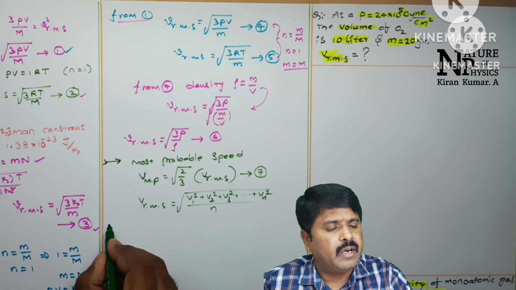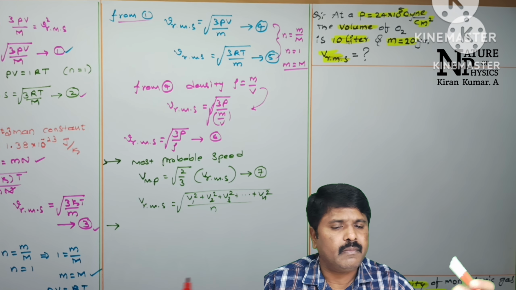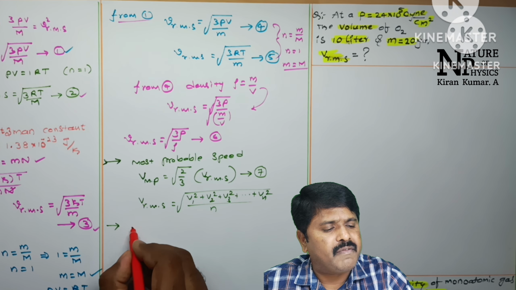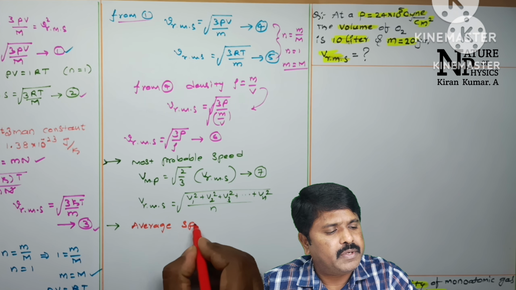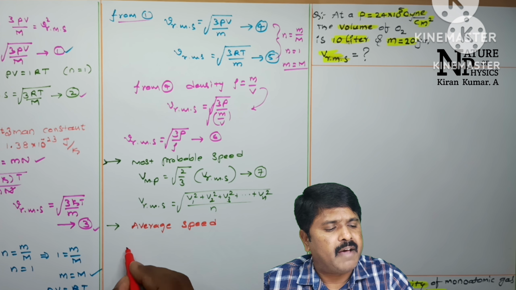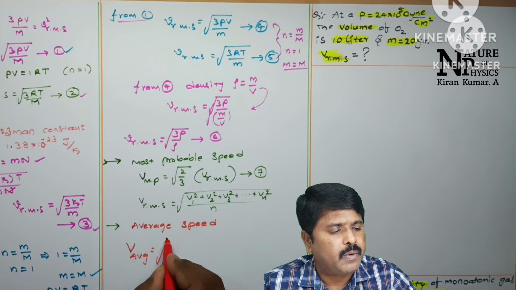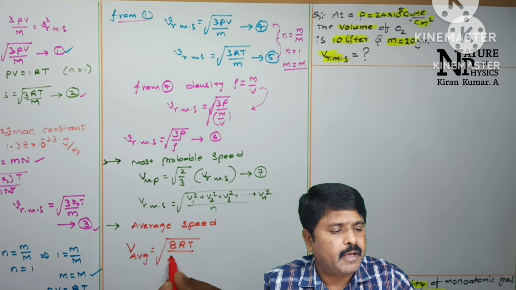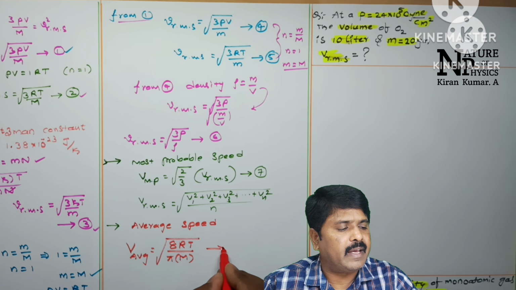And in continuation, the next step I'm going to write for you is about the average speed. Okay, for average speed, V average is equal to root over 8RT divided by pi into capital M. Capital M is molecular weight. This I can write as equation number 8.